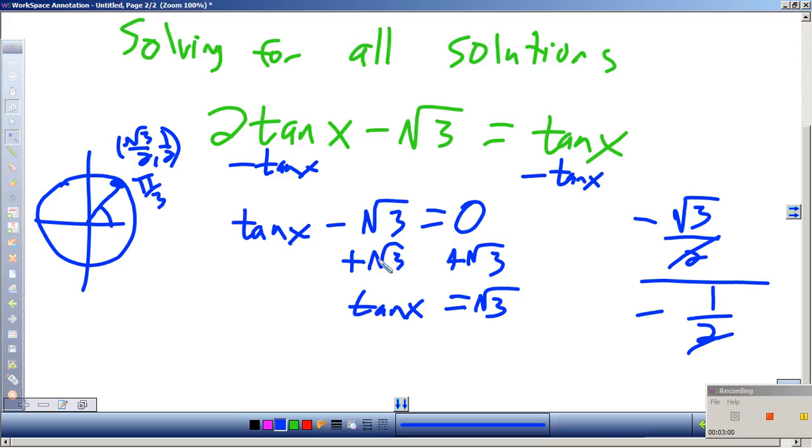Now, is that the only solution? Okay, well, where are they both negative? Exact opposite side, which would be what? How do you get to the exact opposite side of the circle? Add pi. What's pi over 3 plus pi? 4 pi over 3. That is this one over here. Okay? Are those the only two solutions?